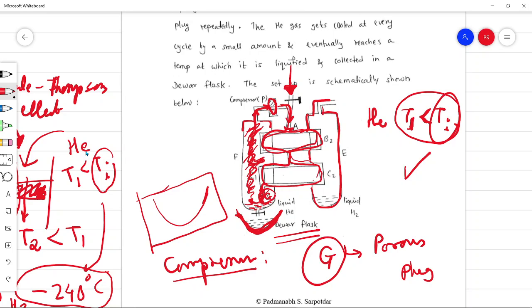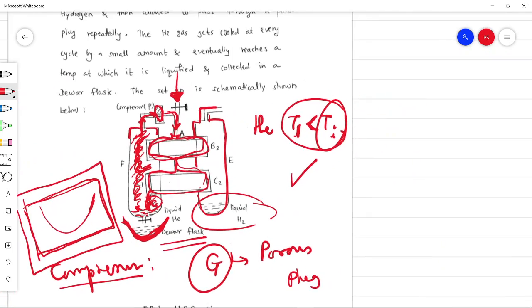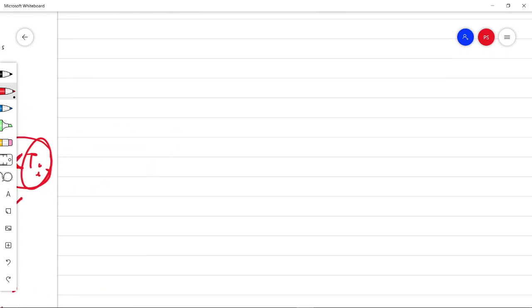For that, this entire Dewar flask has to be contained in a liquid hydrogen bath, and for that liquid hydrogen to be in liquid state, it has to be contained in a liquid nitrogen bath. So this setup, which appears quite simple in this schematic diagram, is actually quite complicated and costs very much.